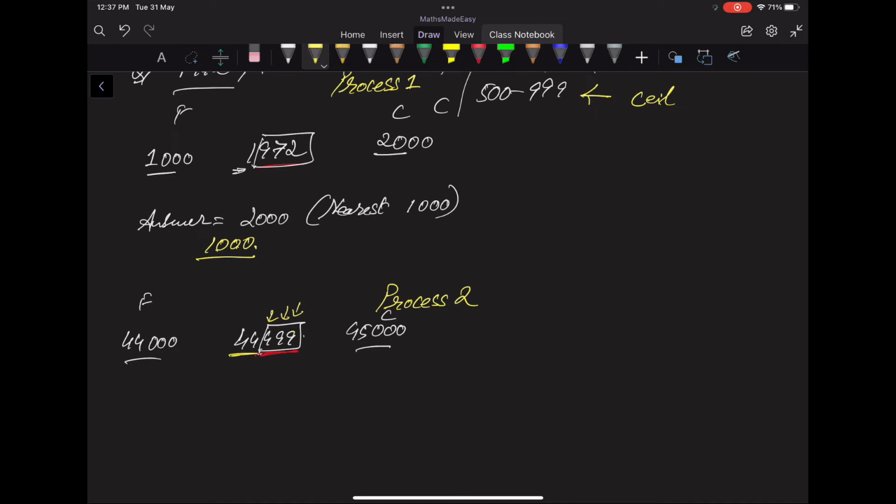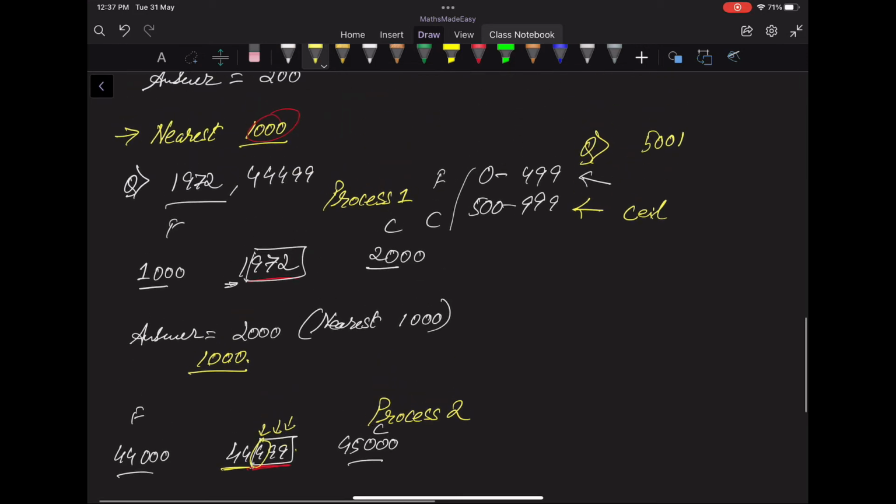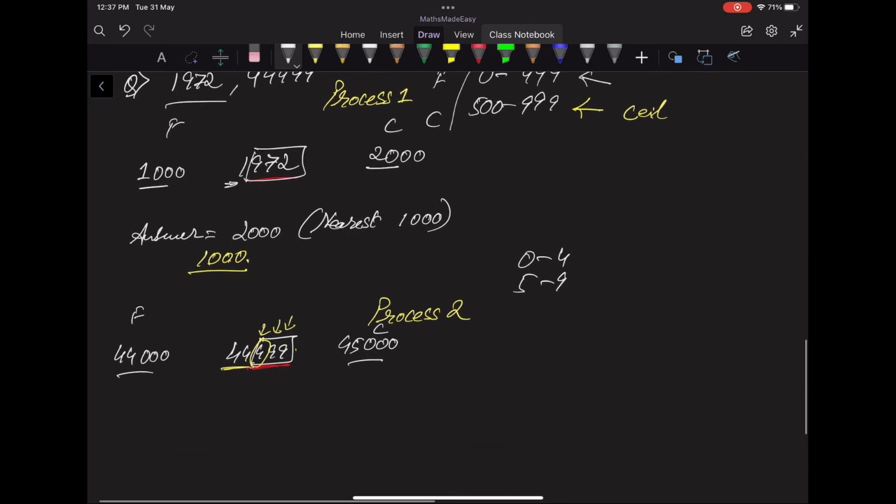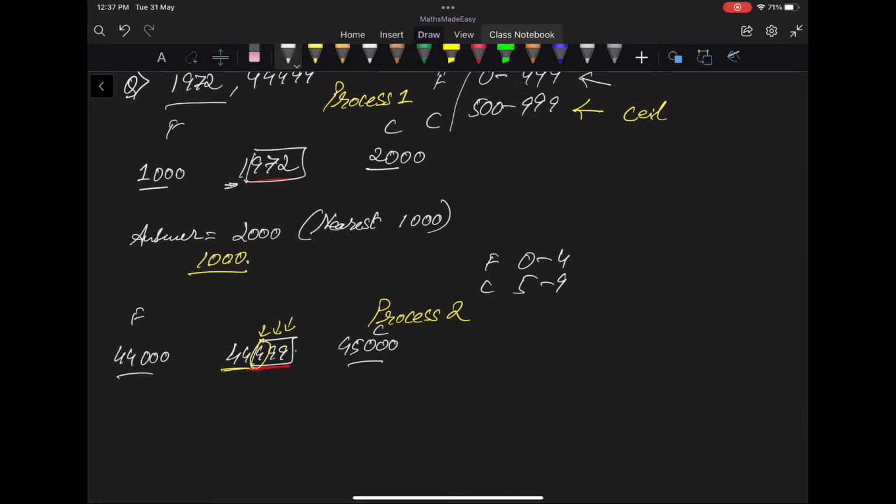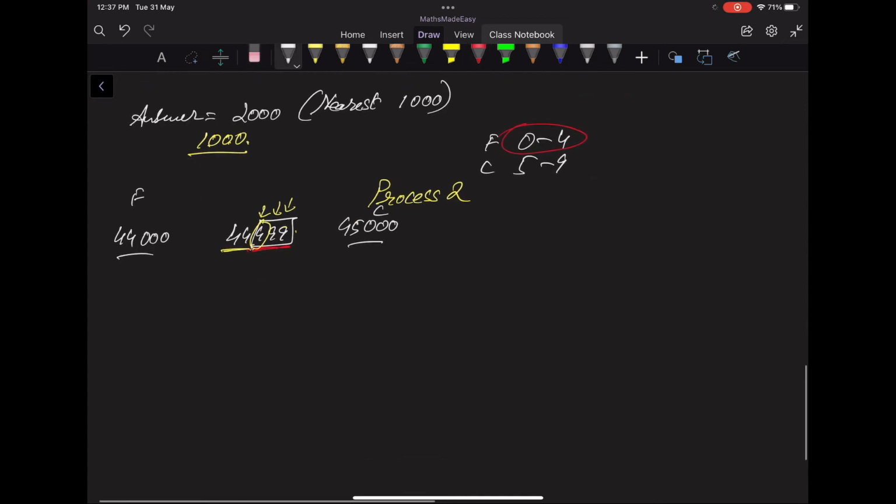Now check which is the third digit, that is 4. Where does 4 fall in this group, in the 0 to 4, 5 to 9 group? Where does 4 fall? It falls in floor. Here it is, it falls in the first group. So we know what to do. We have to floor it down and write the answer equals 44,000.